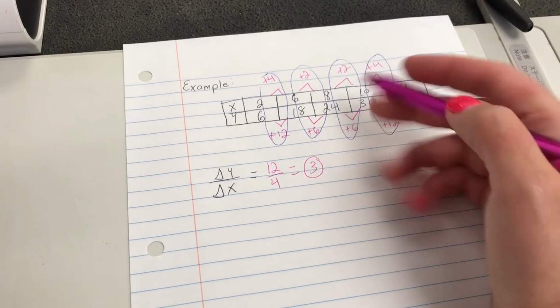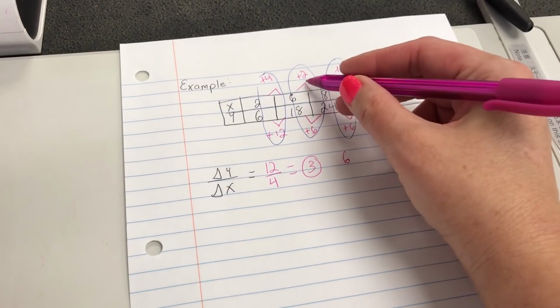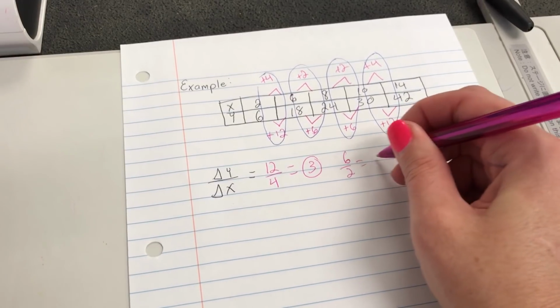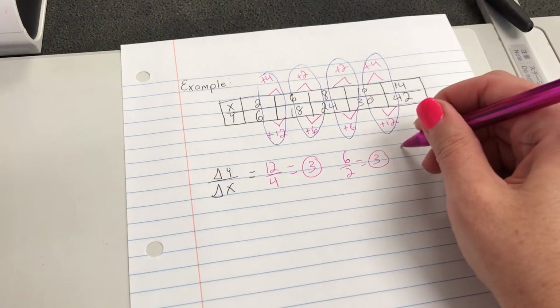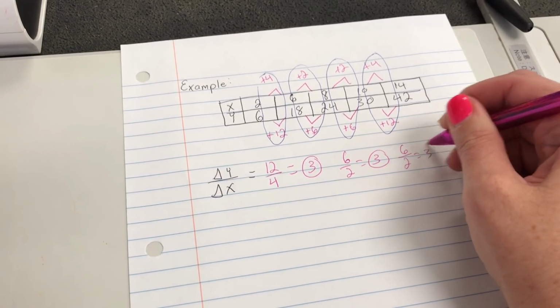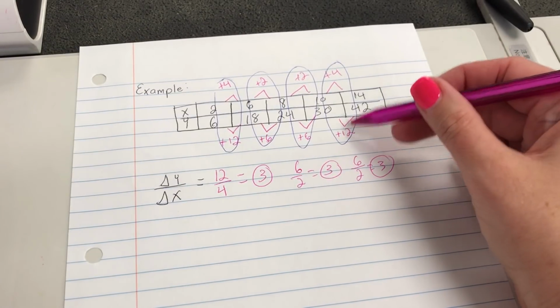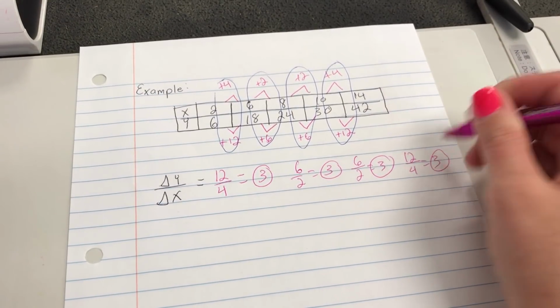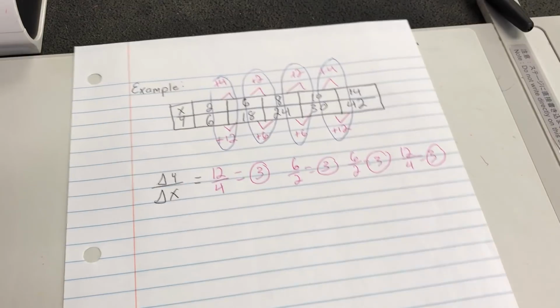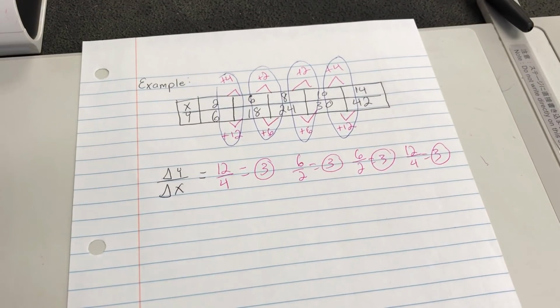So let's do the next one. 6 over 2. And that simplifies down to 3. And then we have another 6 over 2. That simplifies down to 3. Then we have a 12 over 4. And that simplifies down to 3. That's the change in y over the change in x. So I have a 3 over each interval.